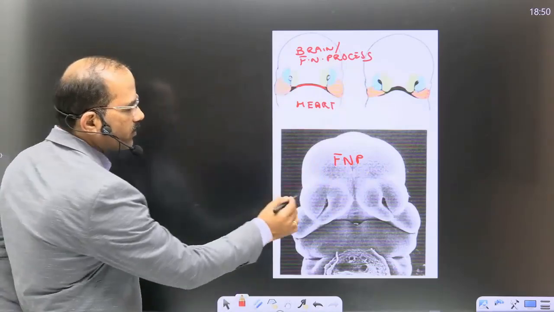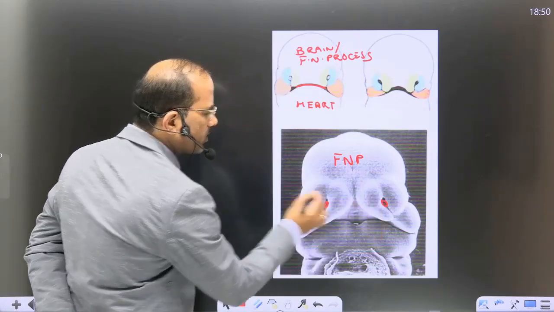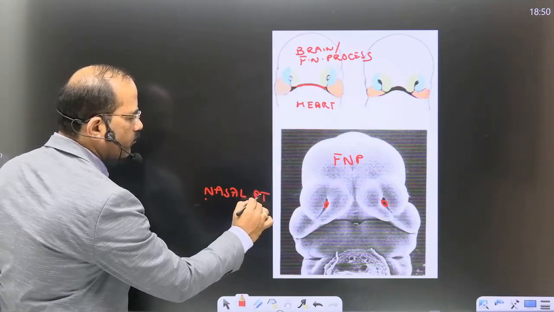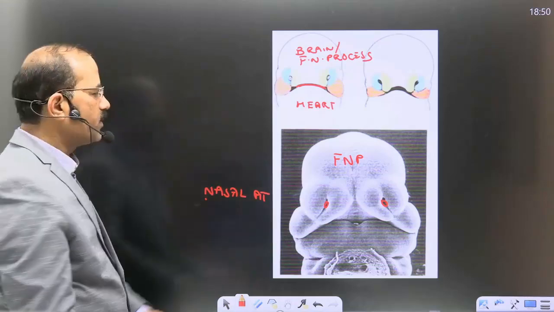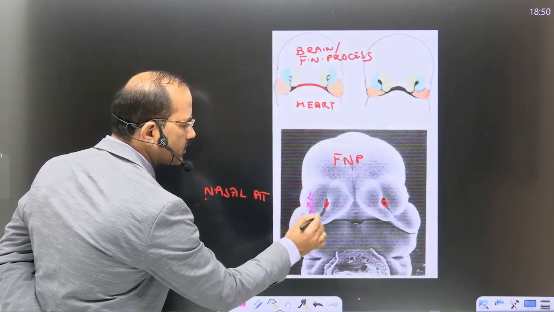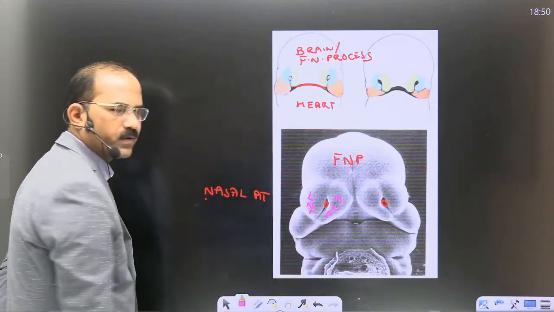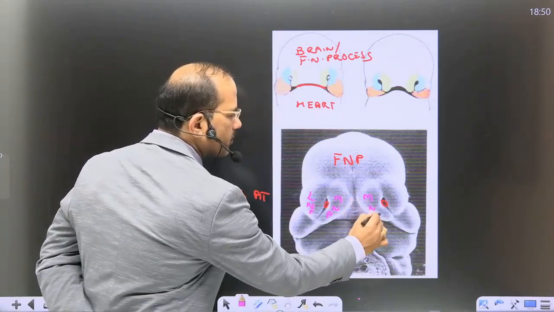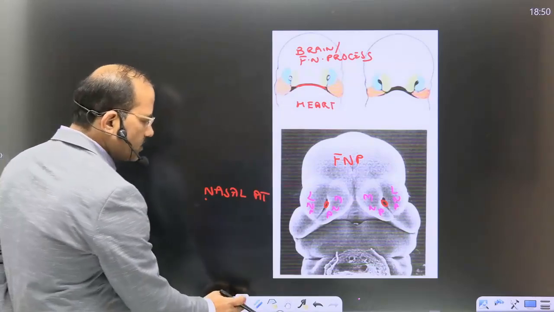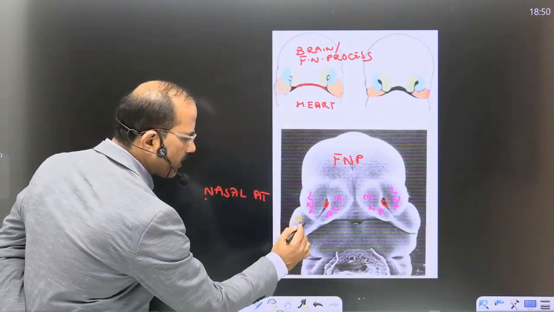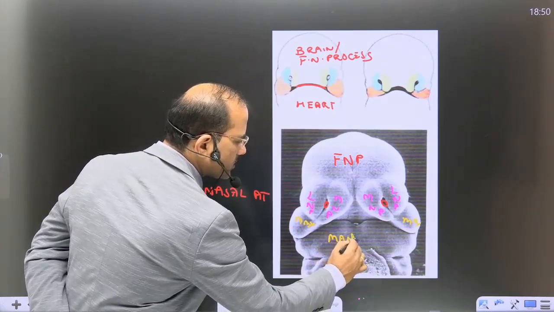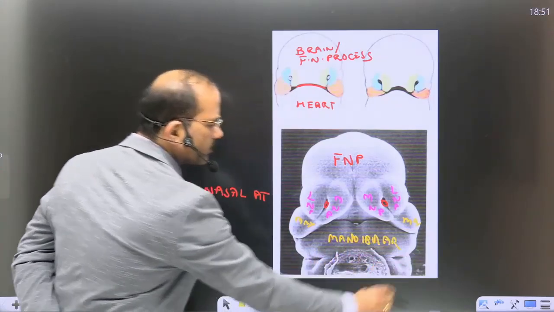Now, what is this in the frontonasal process? This is the nasal pit. And because of the formation of this nasal pit, there is an elevation here. Now, what is this known as? This is the lateral nasal process and this is the medial nasal process, right? Same here. That's the medial nasal process and that's the lateral nasal process. Clear? Fine. You know this now. What is this process here? That's the maxillary process and this is the mandibular process, which is fused.